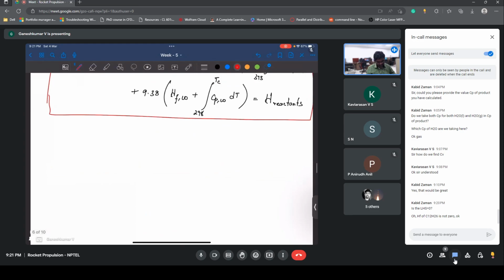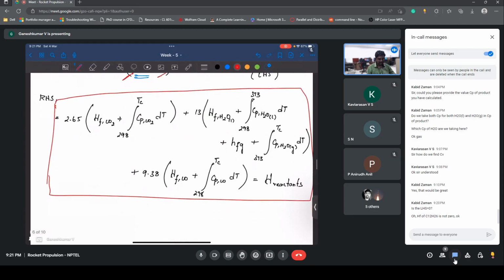So you no need to calculate exactly the heat of combustion. Instead of calculating heat of combustion and then calculating this sensible enthalpy change, you can just stick to the first principles, which is just H of reactants is equal to H of products. And H of reactants you express in terms of formation enthalpy plus sensible enthalpy, formation enthalpy plus sensible enthalpy, and you keep doing it, you will end up getting the adiabatic flame temperature.